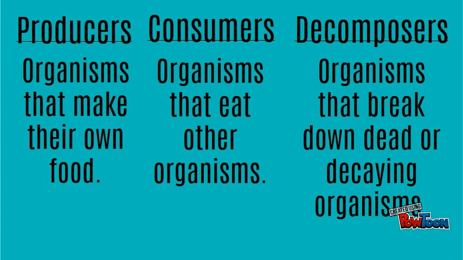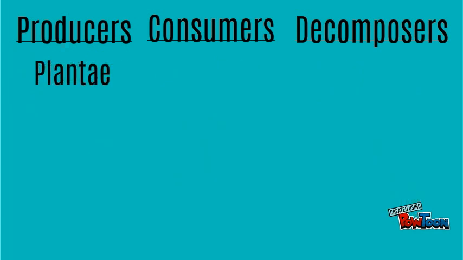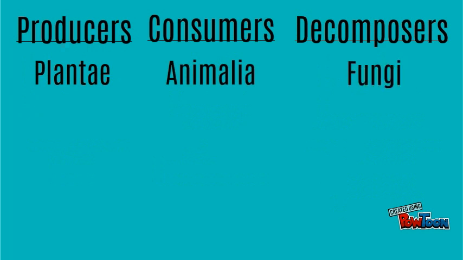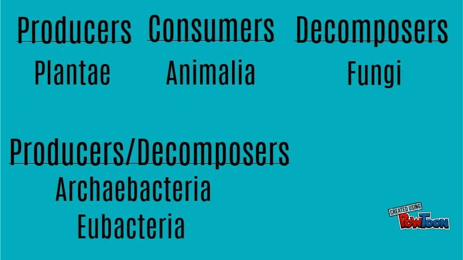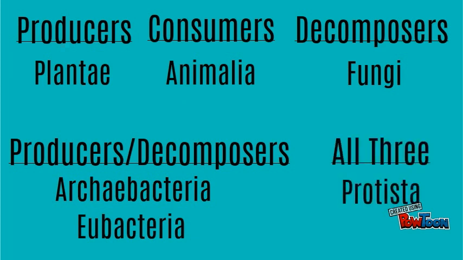Decomposers are organisms that break down dead or decaying organisms. Plantae are all producers, Animalia are consumers, and fungi are decomposers. Archaebacteria and Eubacteria can be producers or decomposers, and Protista could be any of those 3.